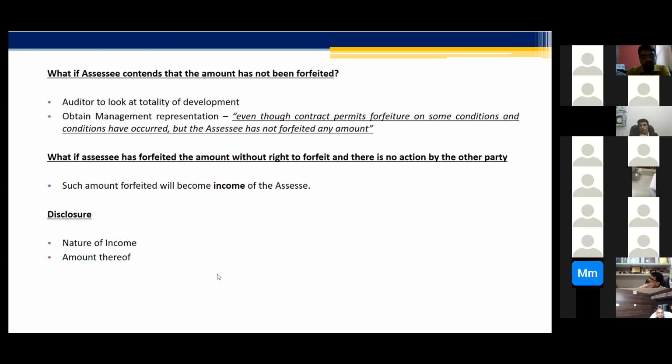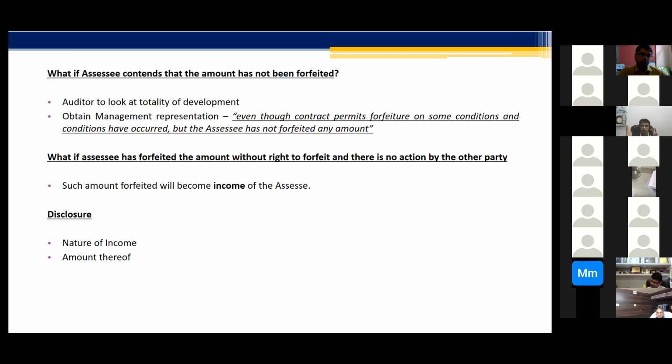What if the assessee contends that the amount has not been forfeited? That's where the auditor has to look at the totality and obtain management representation. Even though the contract permits forfeiture or some condition may have occurred, the assessee has not forfeited the amount. So we may take a management representation letter stating that the third party is still claiming that amount. He is not agreeing to the terms. He says that you have defaulted on certain deliverables or warranties or representations which generally a seller has to give. So he is not agreeing to a forfeiture, and that's why I'm not doing that.